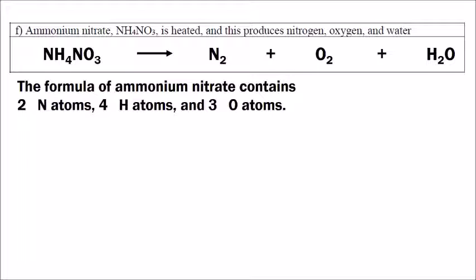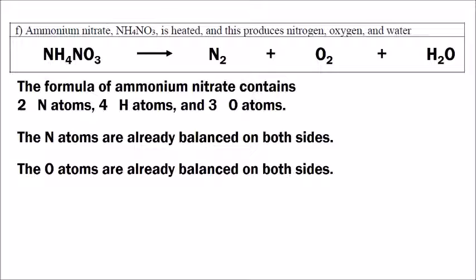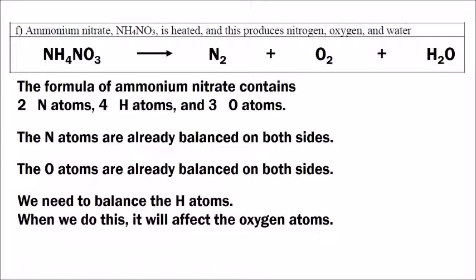The formula of ammonium nitrate contains 2 nitrogen atoms, 4 hydrogen atoms, and 3 oxygen atoms. Now the nitrogen atoms are already balanced on both sides, 2 and 2. The oxygen atoms are already balanced on both sides. We have 3 on the left and 3 total on the right. However, we need to balance the hydrogen atoms.